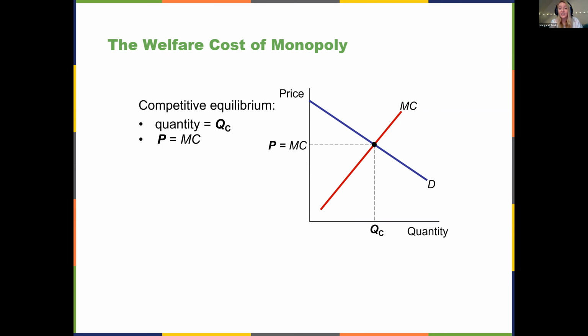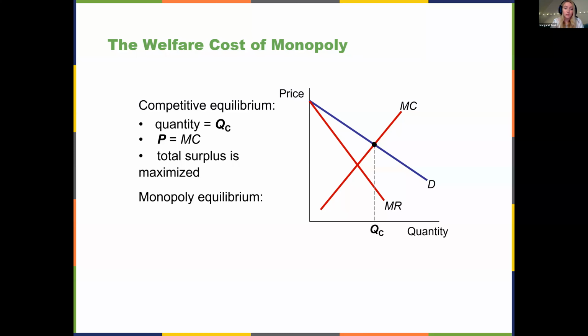How does this change this equilibrium when we are talking about a monopoly? Well, to find the quantity and the price for a profit maximizing monopoly, we also need to draw in that marginal revenue curve. So whenever we're trying to find the monopoly equilibrium, the first step, remember, is to find the intersection point between marginal revenue and marginal cost. This intersection point right here gives us the quantity that the monopolist would produce.